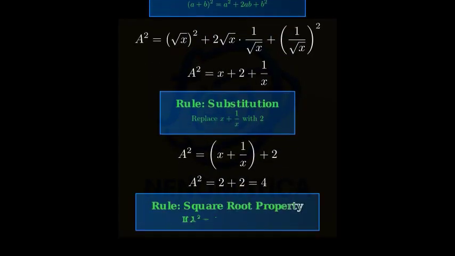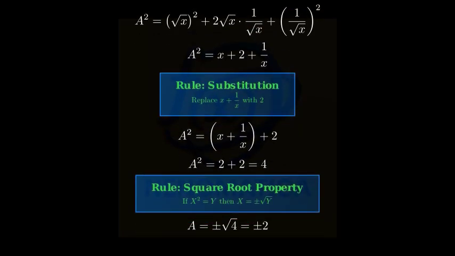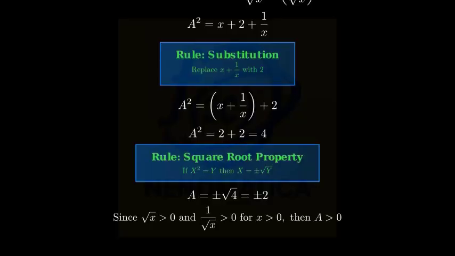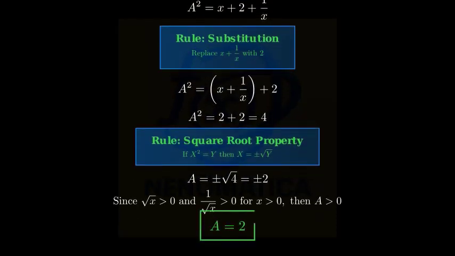To find a, we take the square root of both sides. A equals plus or minus 2. However, since a is the sum of square root of x and 1 over square root of x, and x is positive because we're taking its square root, a must be positive. Therefore, a equals 2. Now, let's verify our answer by checking if it satisfies the original question.